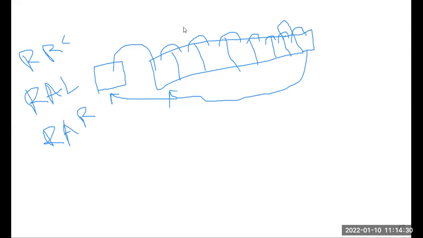Okay. So this is the rotate accumulator right through carry. Then the next instruction is CPI.